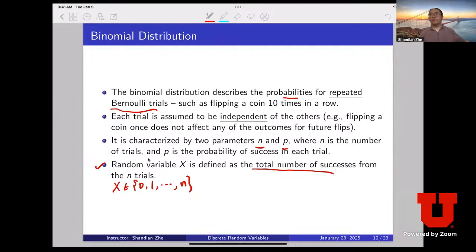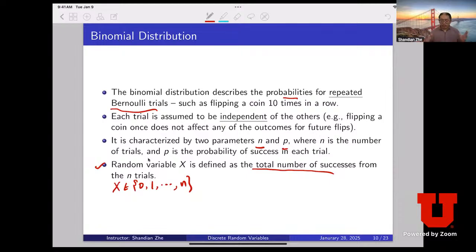If you flip the coin 10 times, you won't be able to see heads 11 times. On the other hand, you probably fail to see heads throughout these n trials. That means x will be 0. But x cannot be negative, because you cannot succeed -1 times. Okay. Any question regarding the setting here?